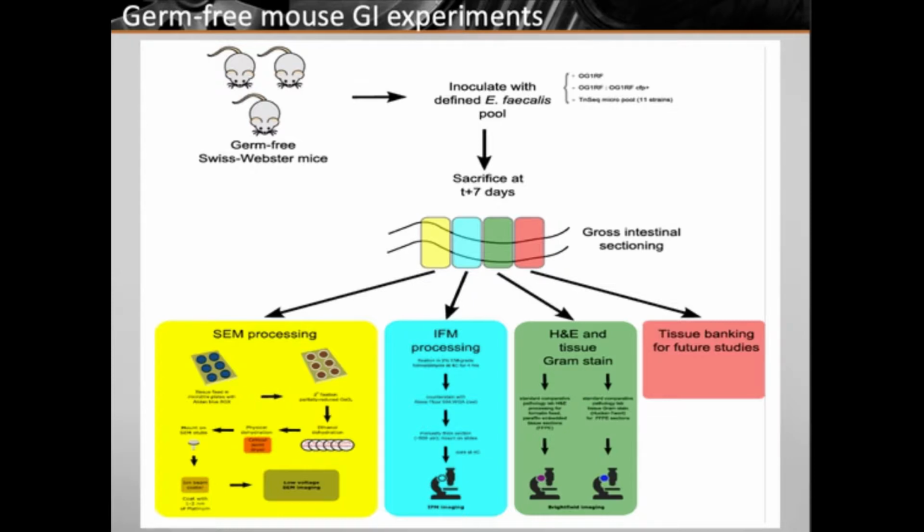And these are not just block sections. Every 4 centimeters you had a repeat of stuff going to SEM, stuff going for immunofluorescence, stuff getting put in the block, stuff getting banked for later. So we have this all the way down on these mice.